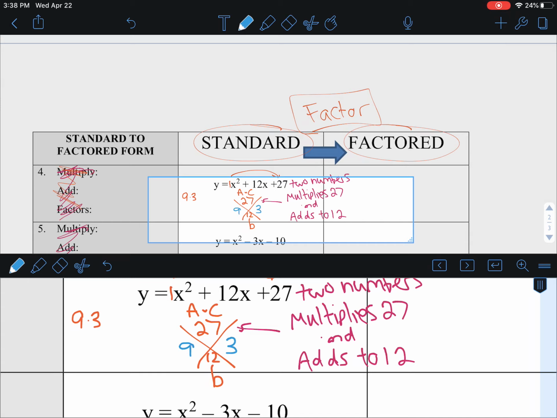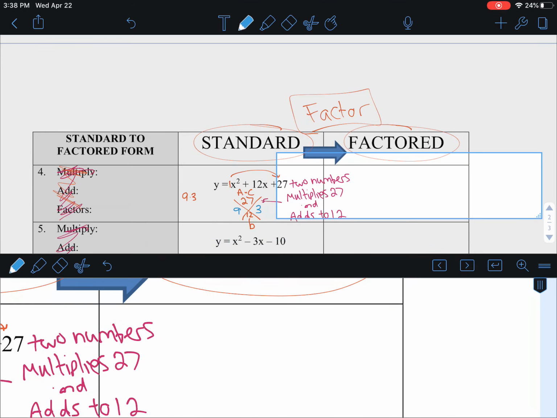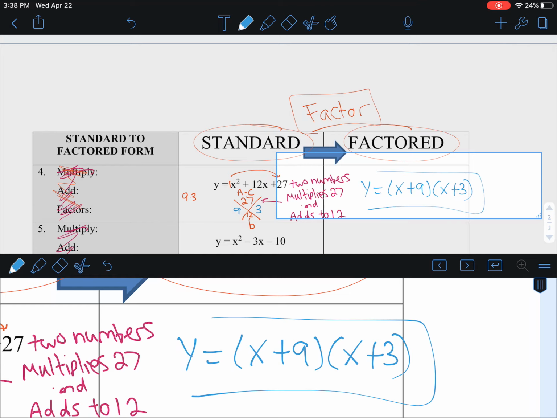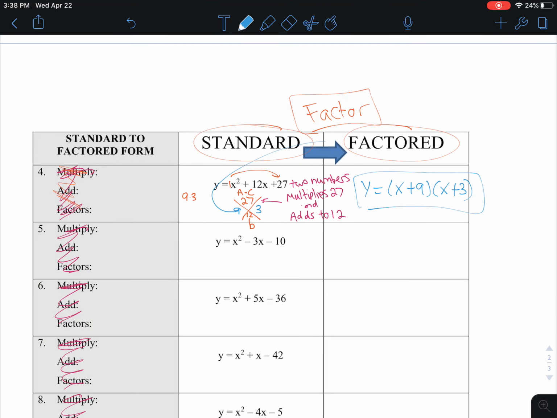Now you can put 3 and 9. It doesn't matter what order. Those are interchangeable. So my answer in my factored form would be y equals, and then you write it as a binomial times a binomial. It'd be x plus 9 times x plus 3. So again, that's what you do. You take these numbers and you put them in your binomial.